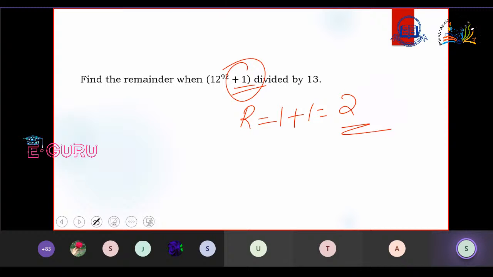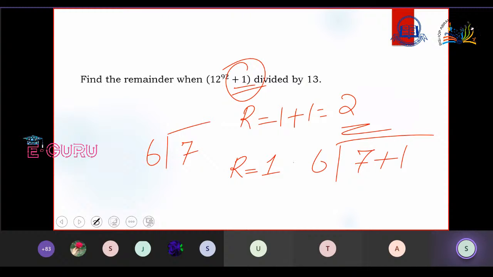For example, if you are dividing 7 by 6, you will get remainder as 1, right? 7 by 6 remainder is 1. So what if I am writing something like this, 7 plus 1 divided by 6? 7 plus 1 means 8, right? 8 by 6, remainder will be 2.